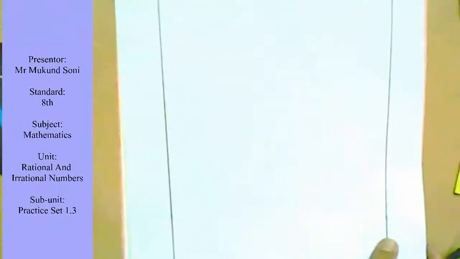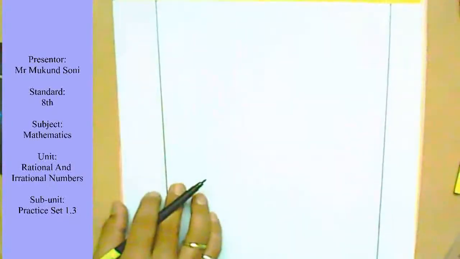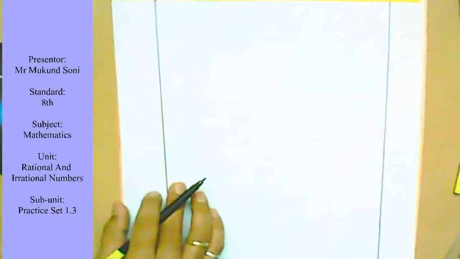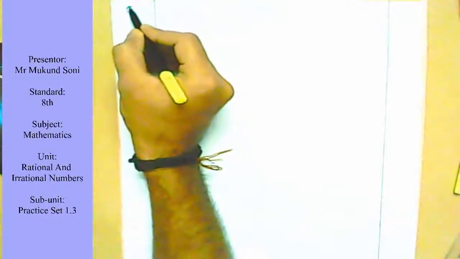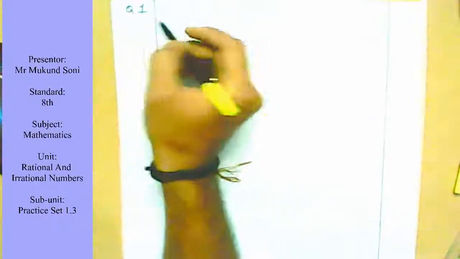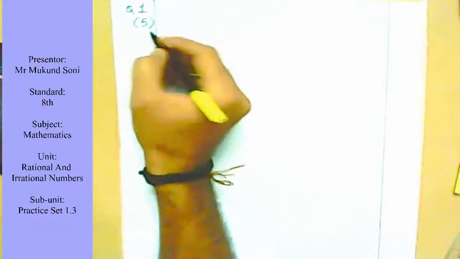Now let's go for the next question. The next question is the last question. This time I have already made my line for doing rough work. I am going to use that. So let's start. Now don't forget to give proper question numbers. Question 1, and we are solving sub question 5.